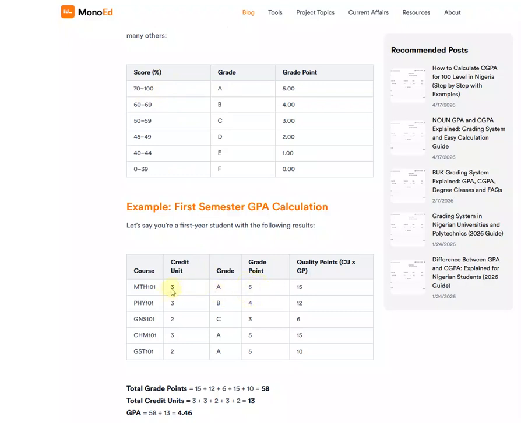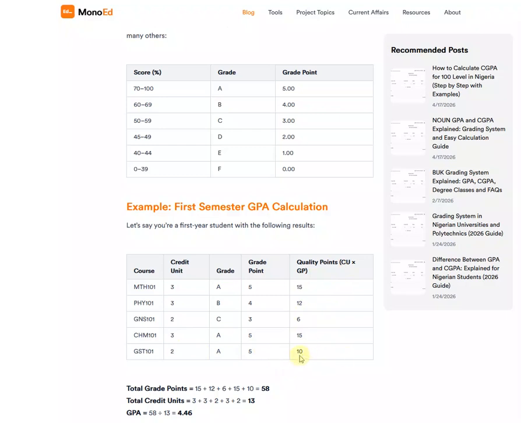Now 5 times the 3 unit course is 15. You get? So why I'm saying that is, if you look at this last one, which is GST, like English, the unit is 2 units, and you also got A, and the grade point of A is 5. So 5 times 2, which means the grade points times the credit unit will give you the GP itself for that specific course, the quality point for that course.